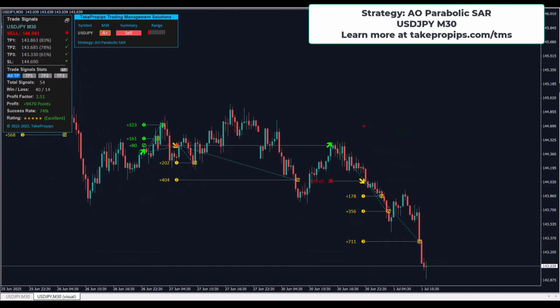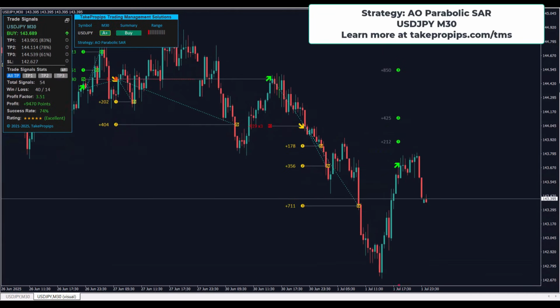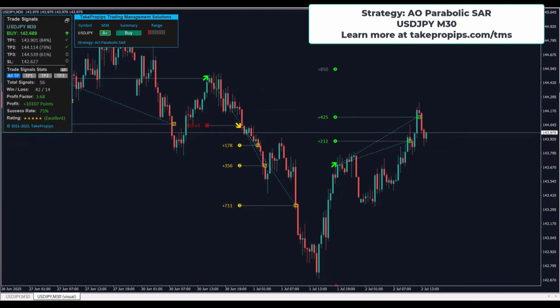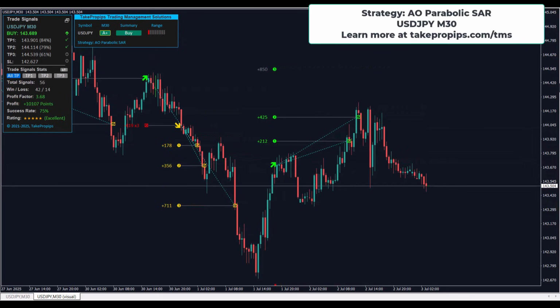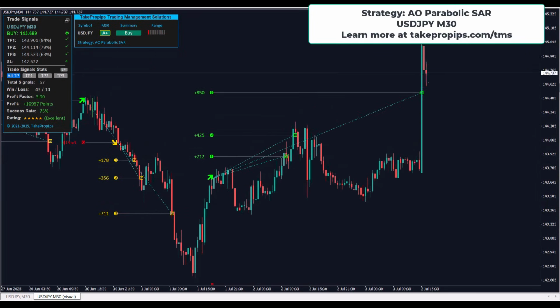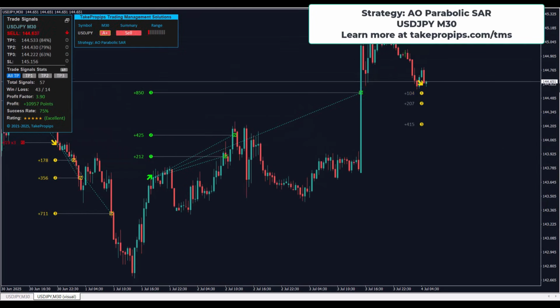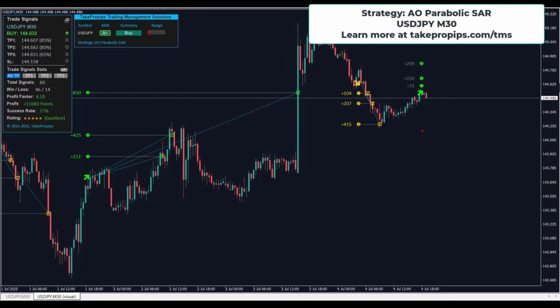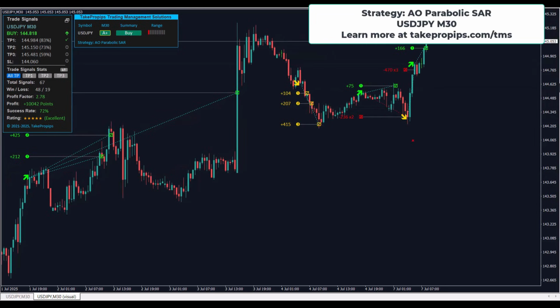The Parabolic SAR, on the other hand, plots dots either above or below price to indicate the current trend direction. When the dots are below price, it suggests an uptrend, and when the dots are above price, it suggests a downtrend. Now, here's how this strategy works in simple terms.